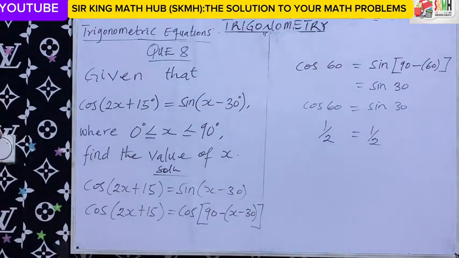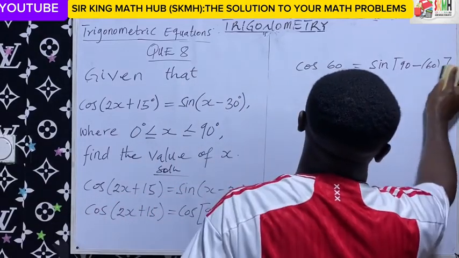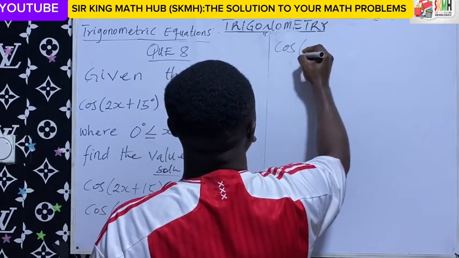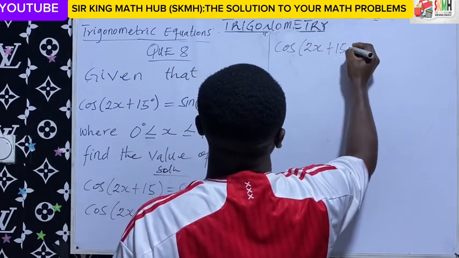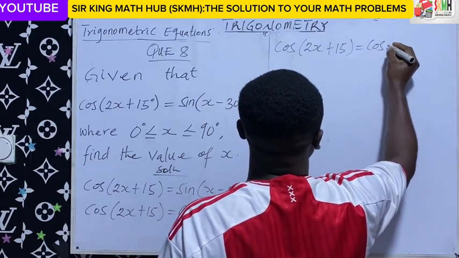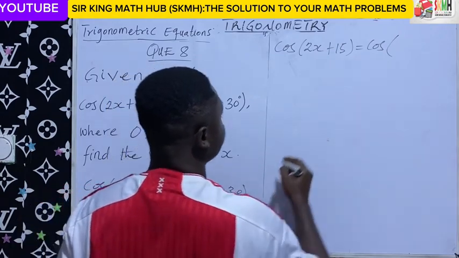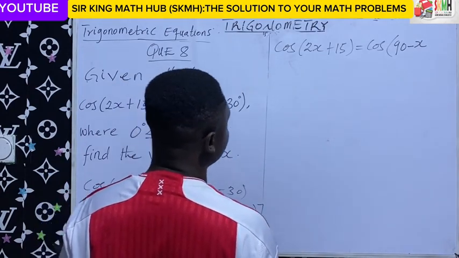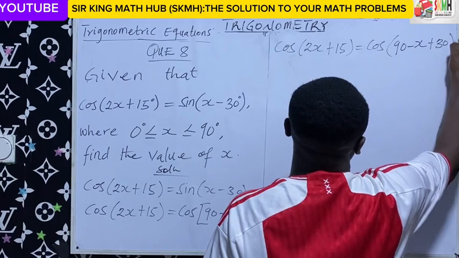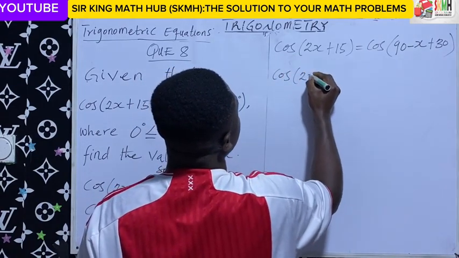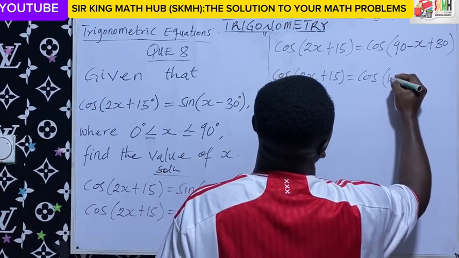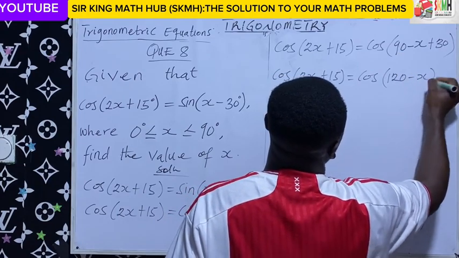You see that we have cos on the left, cos on the right. But let's simplify the right hand side. So we have cos(2x + 15) equal to cos, and we can expand the bracket. So we have 90 minus x, and then minus 1 multiplying minus 30, that should give us plus 30. So we have cos(2x + 15) is equal to cos(90 + 30 - x). That should give us 120 minus x.